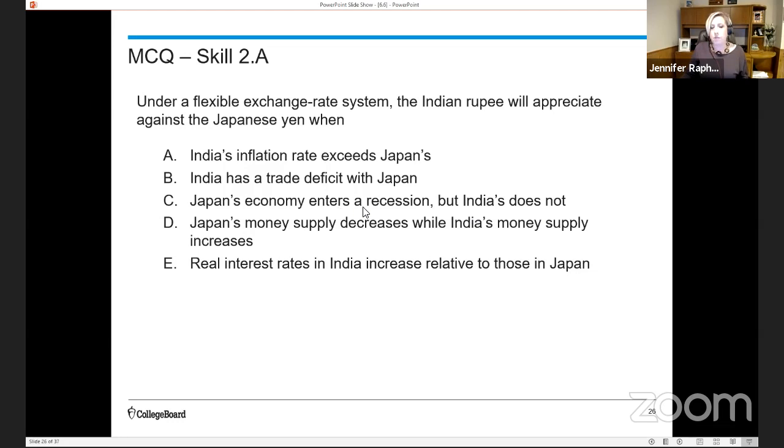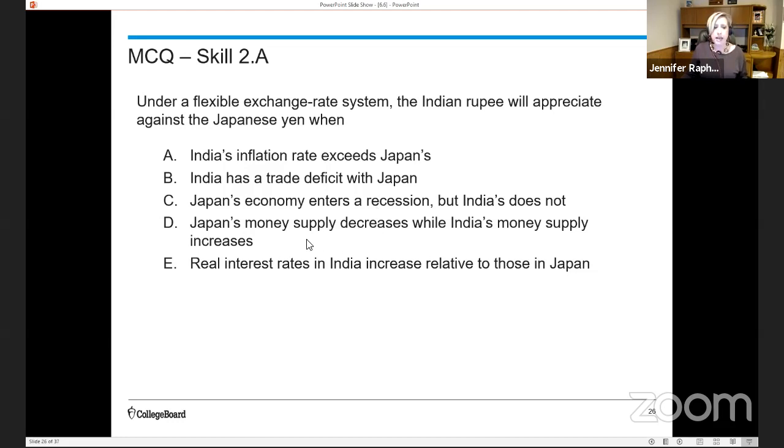So when an economy enters a recession, it's producing less output than potential output. And since we are producing less output, you require fewer workers. So income goes down. Japanese national income is going to fall. When national income falls, spending on everything decreases, including imports. So there's going to be less purchase by Japanese people of Indian goods and services. So there'd be a decrease in the demand for the rupee. That would cause it to depreciate, not appreciate.